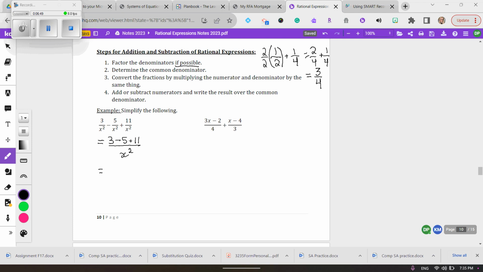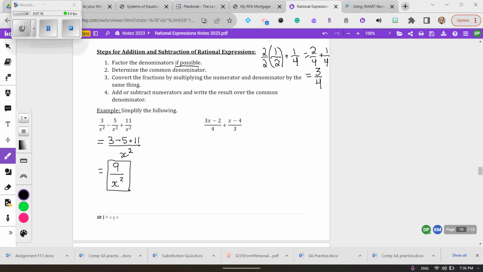3 minus 5 plus 11 is 9. So my final answer is going to be 9 over x squared. So the basic principle that we have to remember here is get the denominator to be the same, and then we can add the numerators while leaving the denominator the same. So that's my final answer.